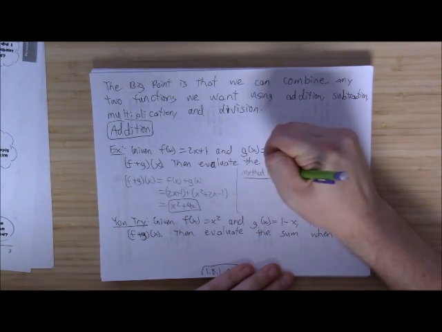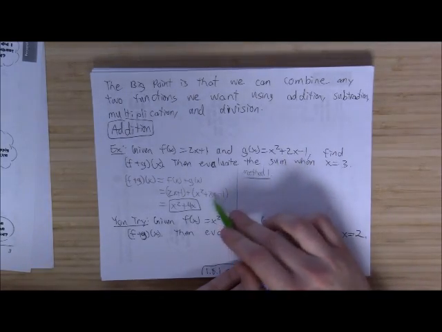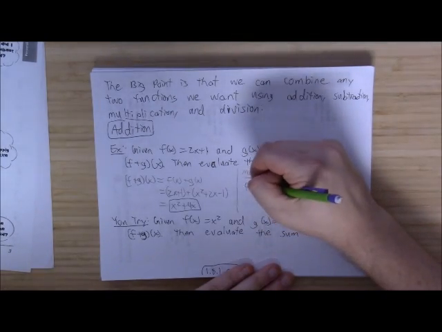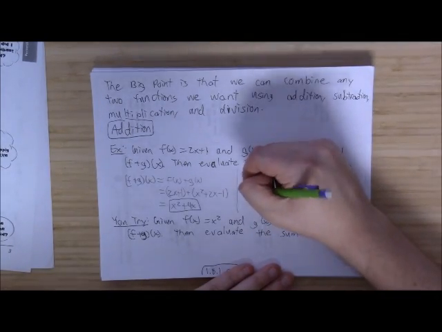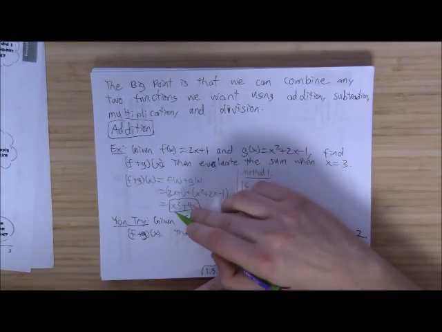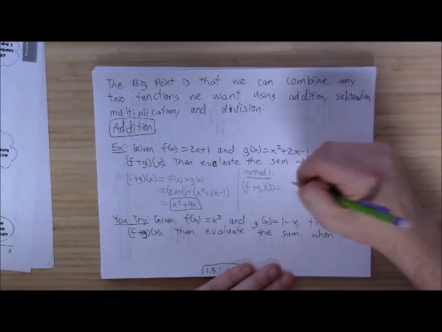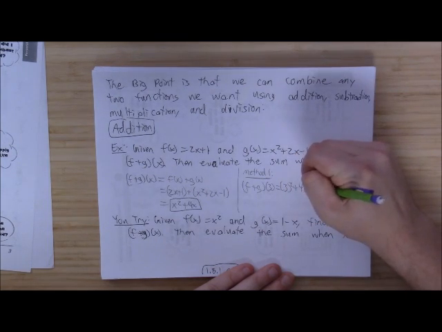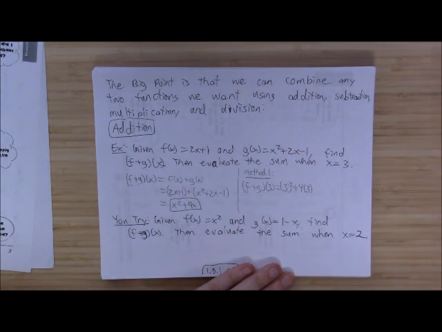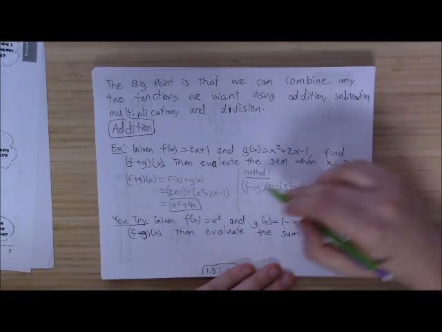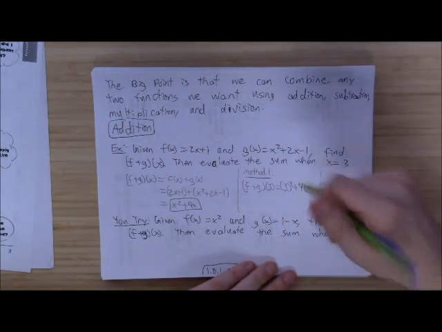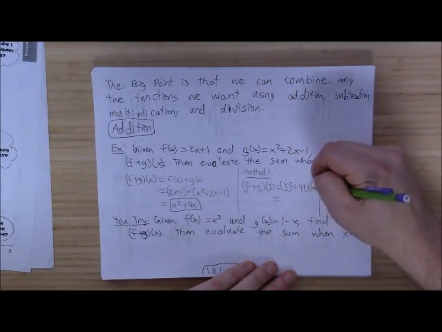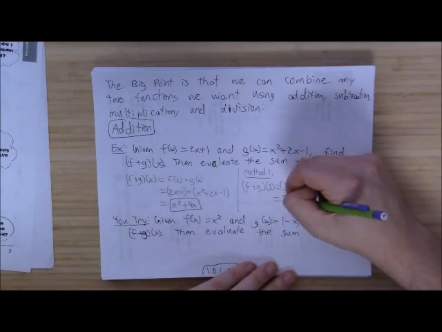Method 1 says that we can just plug in. We know that f plus g of 3 is just 3 plugged into that. So that would be 3 squared plus 4 times 3. And so in other words, that would be 9 plus 12. 9 plus 12 is 21.